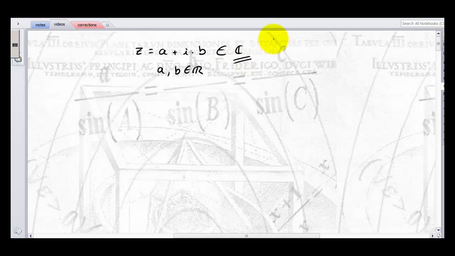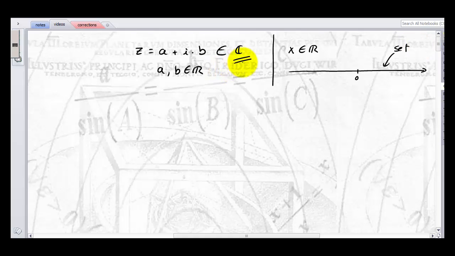To look at the geometry behind complex numbers, we need to look at the set C. Just as a real number lives in the set R, and the set R is just a number line, where every point on the line corresponds to a real number and every real number corresponds to a point on the line. So this is a very simple set.